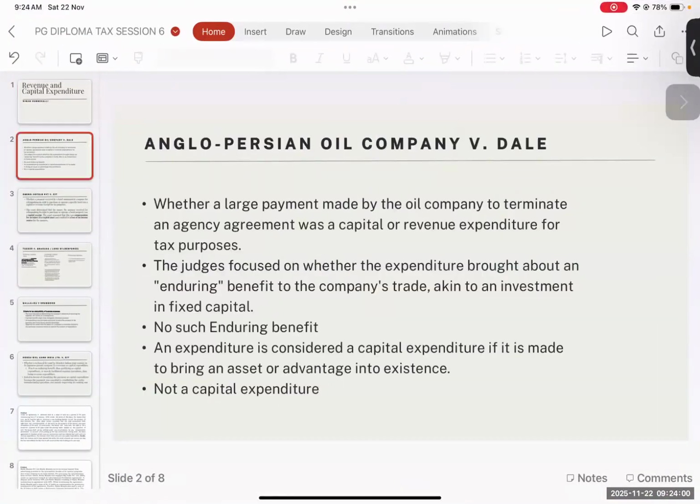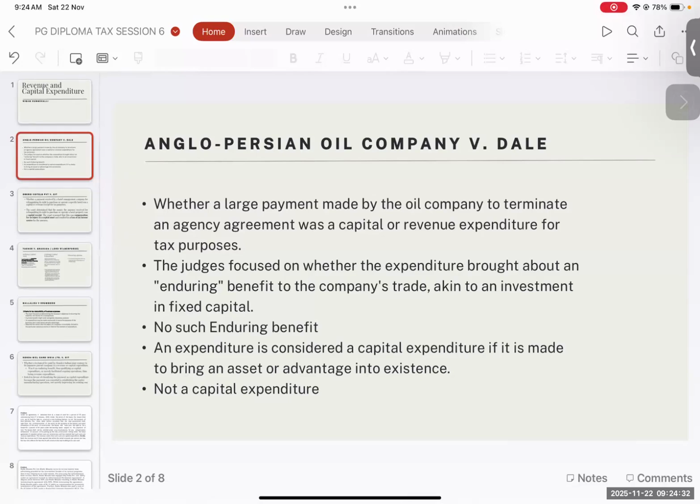Okay. So the first case we deal with is called the Anglo-Persian Oil Company versus Dale. And this case is in your course material, and it's in note 18 of your course material. I think the page numbers are different from the ones I have and the ones you have. So I'm just telling you it's on note 18.